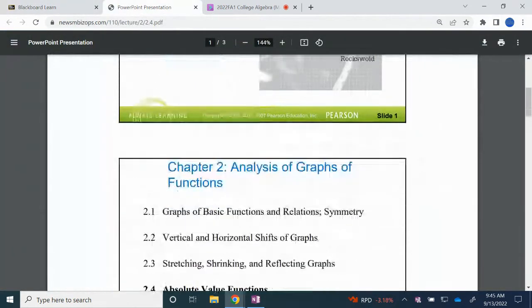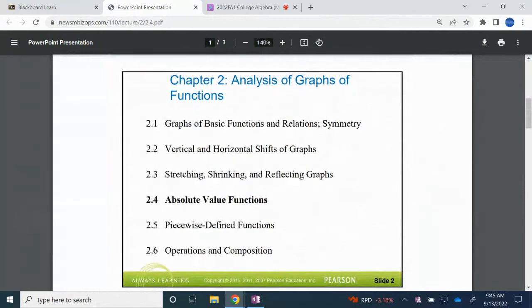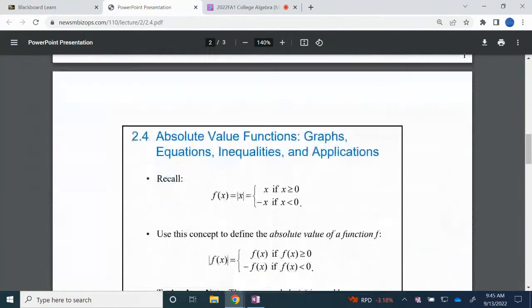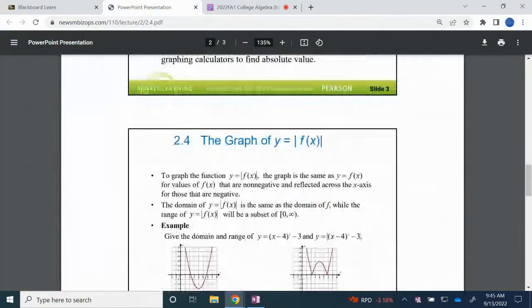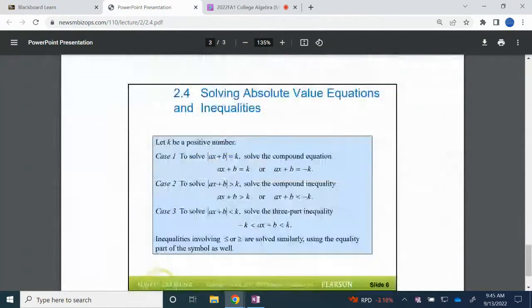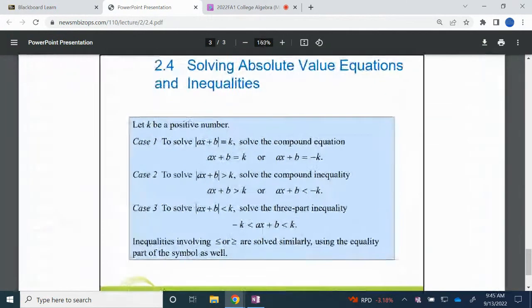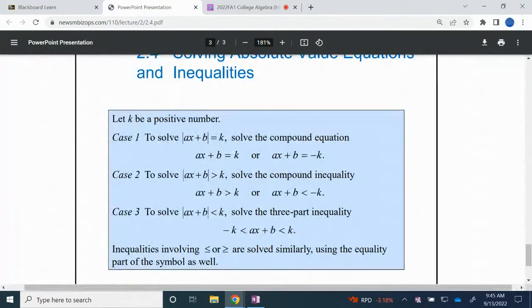Okay, and on this slide in particular, we actually did talk about the vertical and the horizontal shifts with the algebra's common graphs. And I'm going to go down a few slides and we're going to take a look at this slide. These are the formulas that we're going to use to solve absolute value equations and inequalities. Okay, and we have three cases. The very first case, case one, is to solve an absolute value equation. An equation is anything that contains an equal sign.